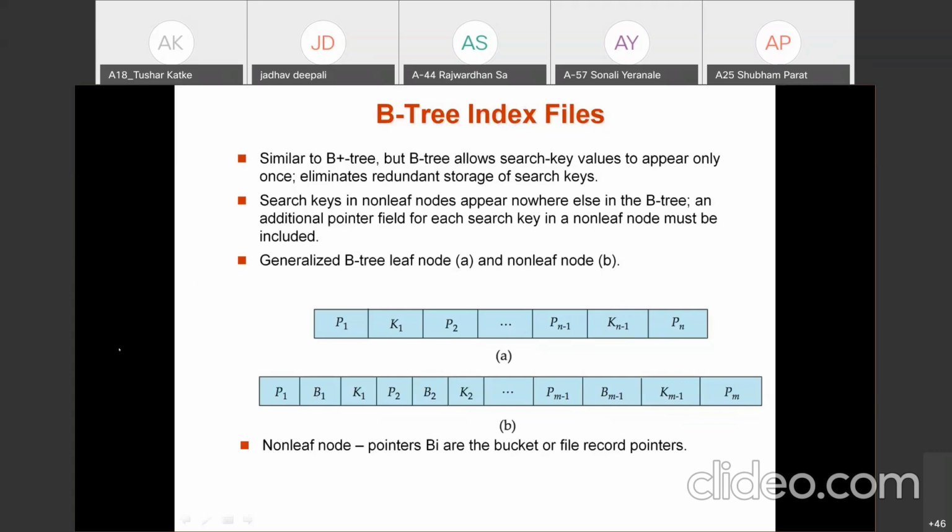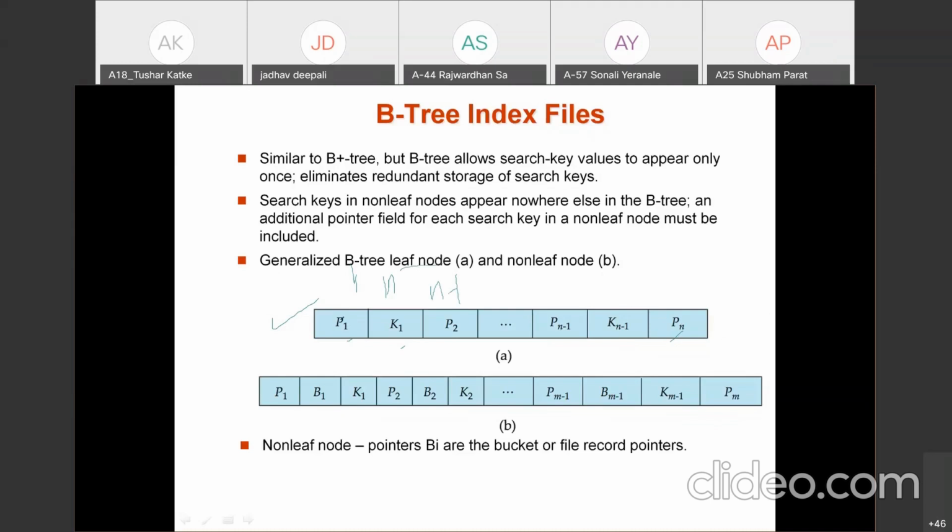Now see the structure of the leaf node and non-leaf node. The leaf node structure is the same as we use in the B plus tree. There are n pointers and n minus 1 search key values. So P1, P2 to Pn are the pointers, and K1, K2 to Kn minus 1 are the search keys. This is the structure of the leaf node.